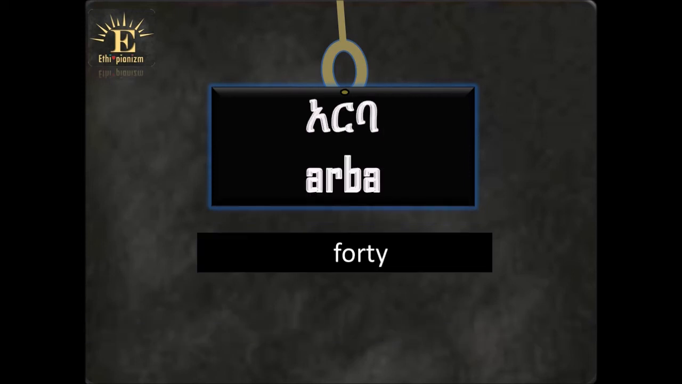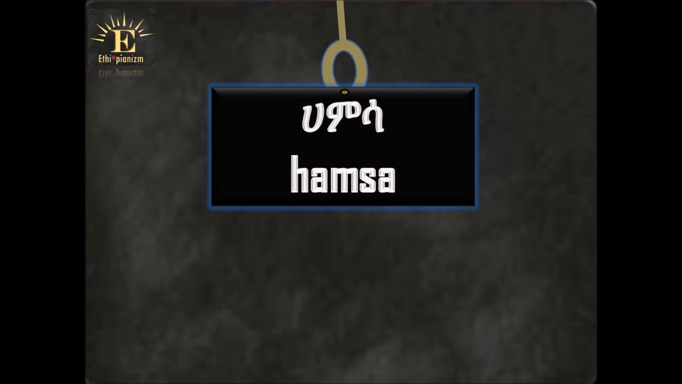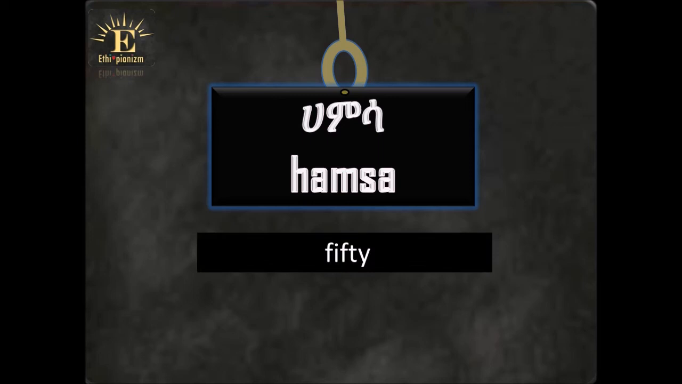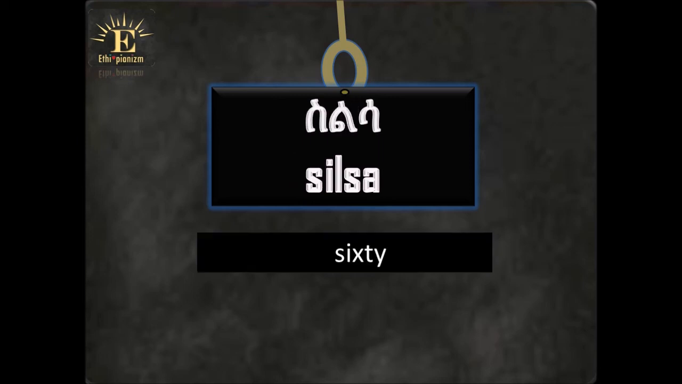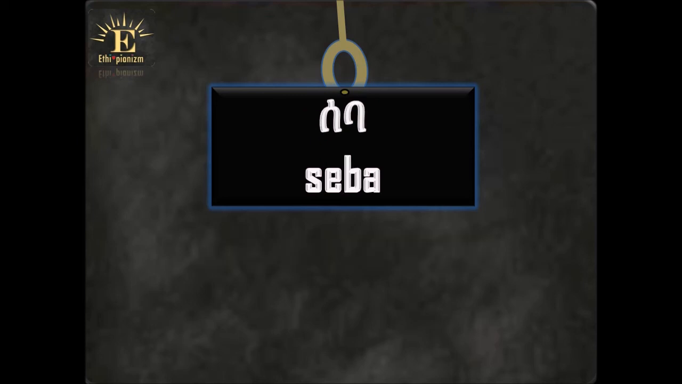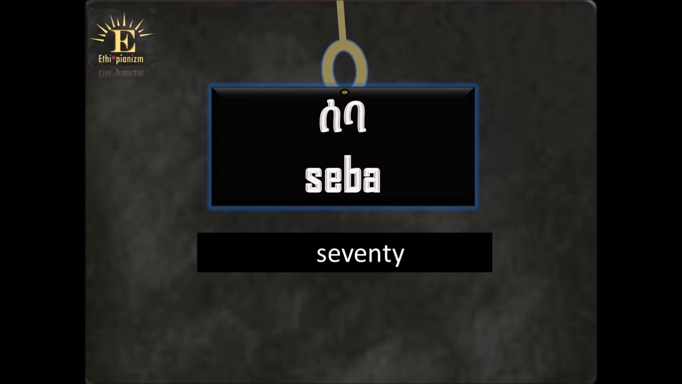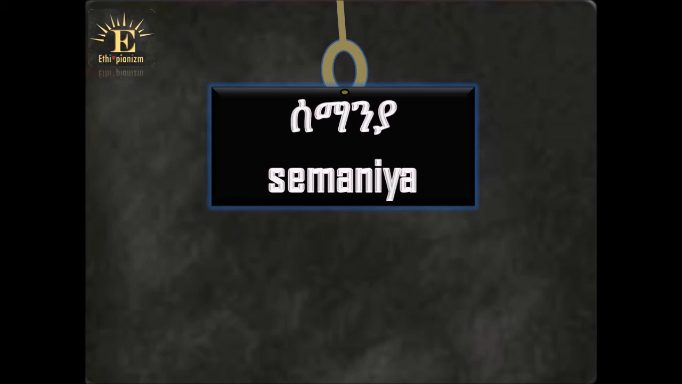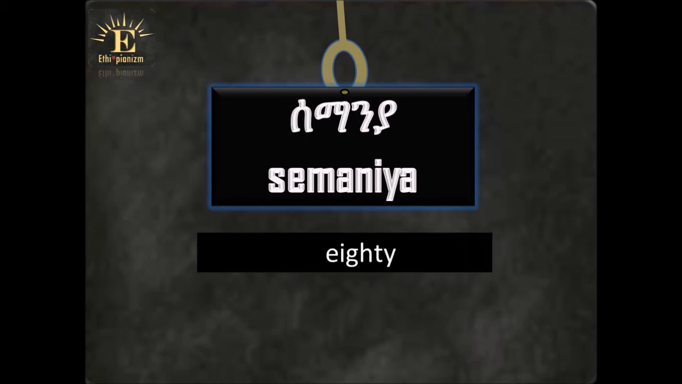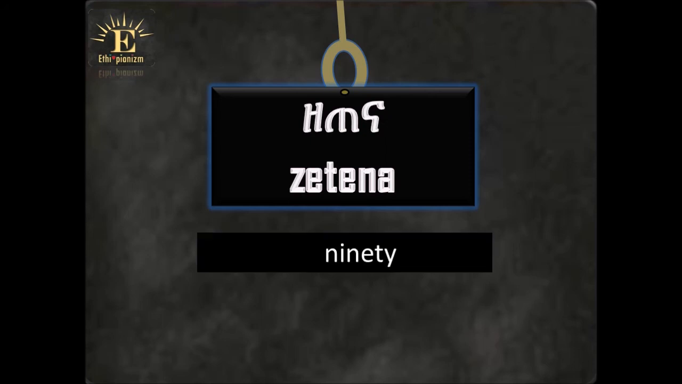Arba is 40. Hamsa is 50. Silsa is 60. Saba is 70. Samania is 80. Zetena is 90.